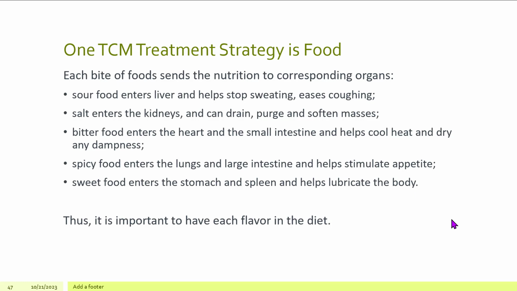Bitter food enters the heart and the small intestine and helps cool heat and dry any dampness. And spicy food enters the lungs and large intestine and helps stimulate appetite. Sweet food enters the stomach and spleen and helps lubricate the body. So it's important to have each flavor somewhere in the diet, and the amounts that you get of each are also important. And so what are those amounts?